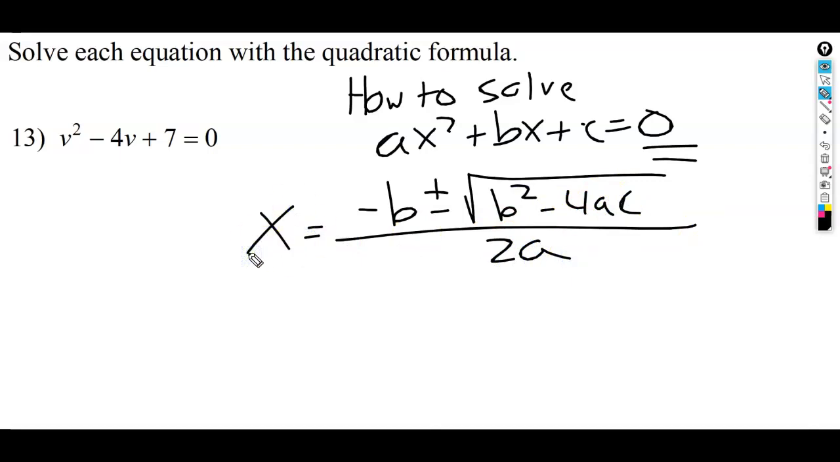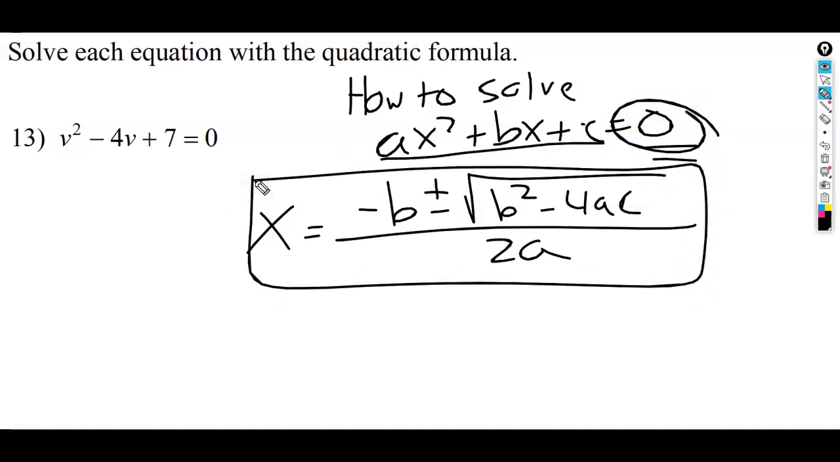And that will tell you what x equals. If you're trying to solve for x on a quadratic equation that equals 0, you can solve for x using this formula called the quadratic formula. Okay? So I'm going to be using that.